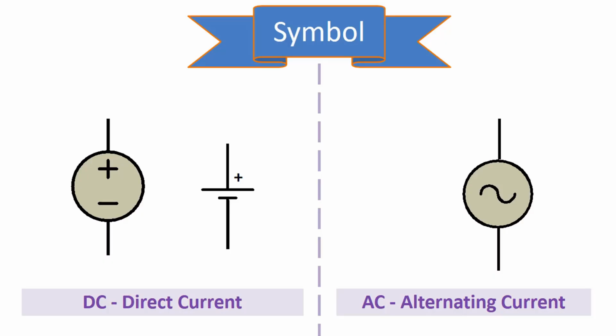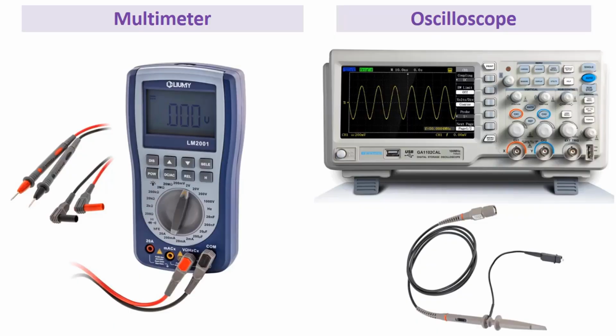First of all, let's look at how DC and AC are shown in the circuit. You can see the DC circuit symbols on the left and the AC circuit symbols on the right. AC and DC sources are commonly shown in these figures in the circuit diagrams. Well, what are DC and AC measurements made with? You can see a multimeter on the left and oscilloscope on the right. While DC measurements are usually made with a multimeter, oscilloscopes are used in AC measurements where we can see the shape of the signal on the screen.